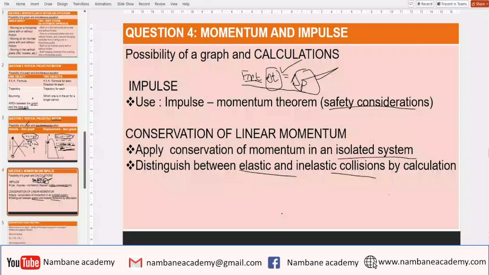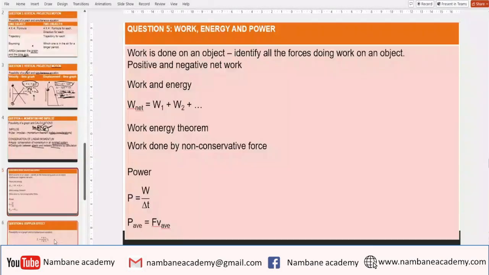And then the other thing which we need to look at is the work energy theorem, which is going to be question number 5, if I am following the trend as it is throughout the years, that question number 5 is normally work, energy and power. Now, what is it that is happening? Work is done on an object.